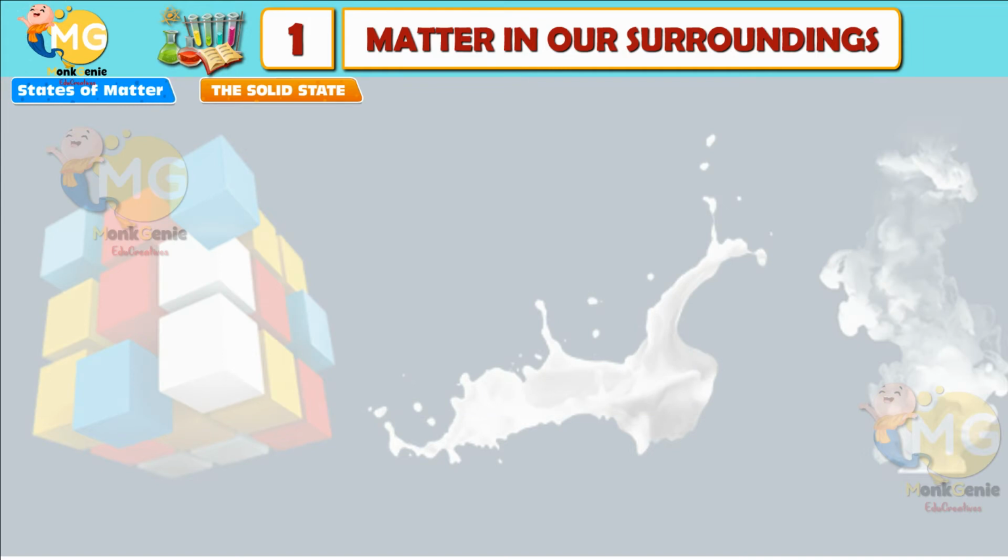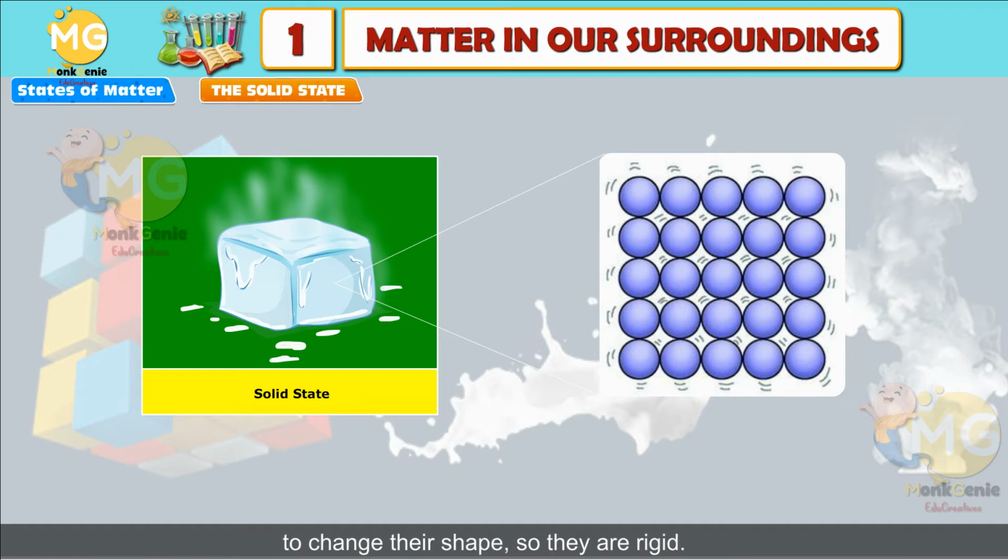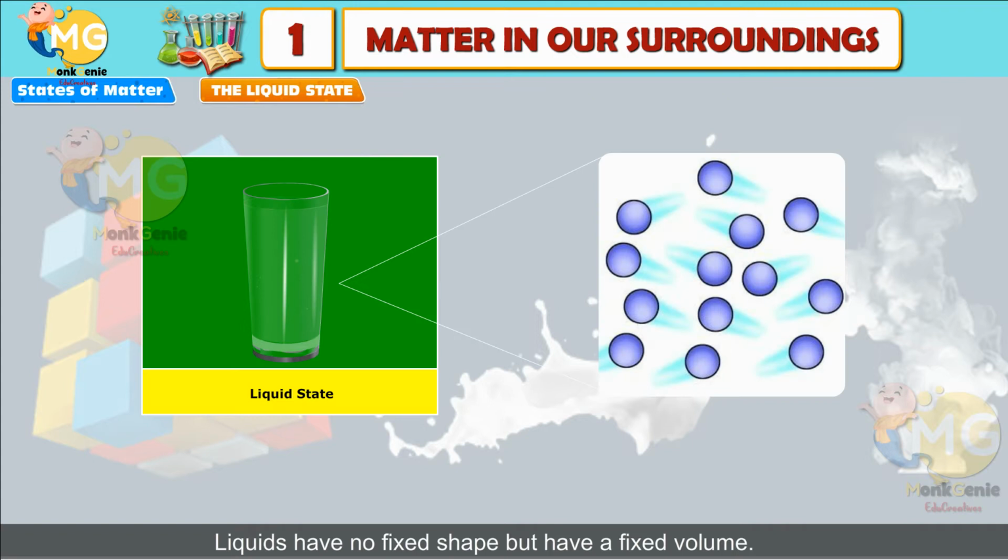The solid state. Solids have a definite shape, distinct boundaries and fixed volumes, that is, have negligible compressibility. Solids have a tendency to maintain their shape when subjected to outside force. Solids may break under force, but it is difficult to change their shape, so they are rigid. The liquid state. Liquids have no fixed shape, but have a fixed volume. They take up the shape of the container in which they are kept. Liquids flow and change shape, so they are not rigid but can be called fluid.